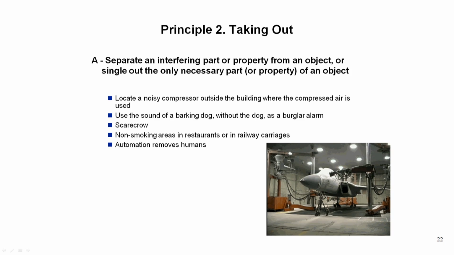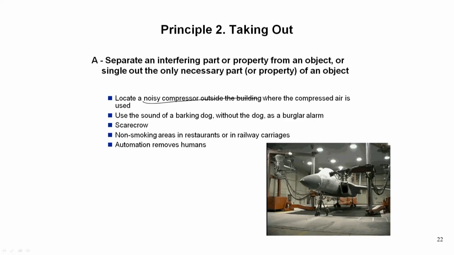Principle 2 is taking out, that is, take out an interesting part or property of an object, single out that and throw away the rest of it. For example, many of us go to shopping malls, which are air conditioned, but we never hear the sound of air conditioning. Why? Because of technology similar to split air conditioning, where the cooling happens at one place, but the noisy compressor is kept somewhere else outside the building. So, that is the principle of taking out.